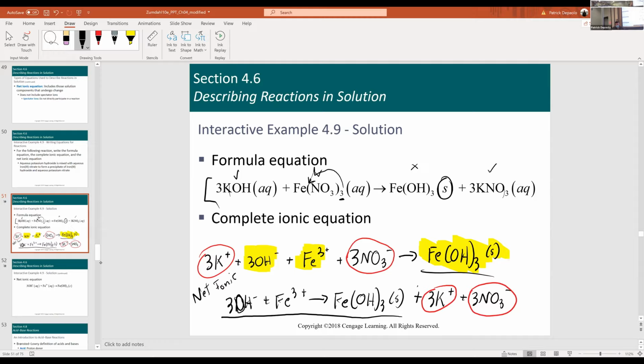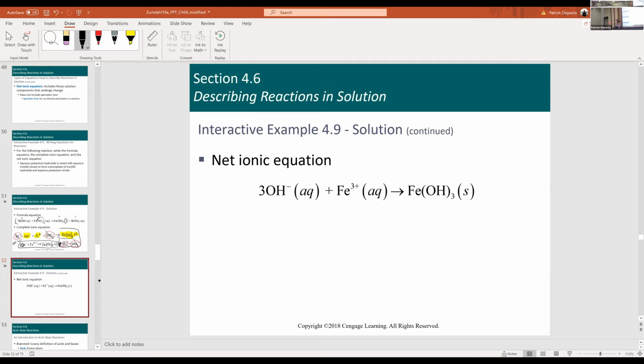Oh, these are not included. Yeah, that's part of this. Yeah, so this is the net ionic. Good. So you're canceling out the spectators. Cool. So that's a fun process. So this is what the net ionic would look like when you include the AQs, like that.